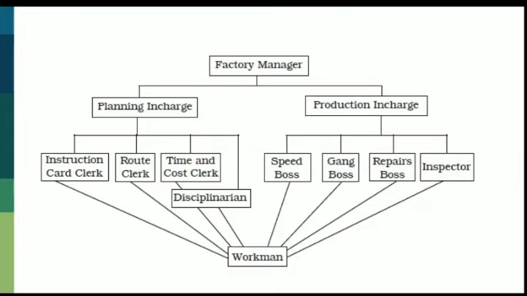Under planning in charge we have four foremen, that is instruction card clerk, the route clerk, the time and cost clerk and the disciplinarian. Under the next department, that is the production department, under production in charge we have the four bosses here, the four foremen, the four experts, that is the speed boss, the gang boss, the repair boss and the inspector. All these 8 foremen together will instruct the workforce or the workers or the staff to perform the task or a job.